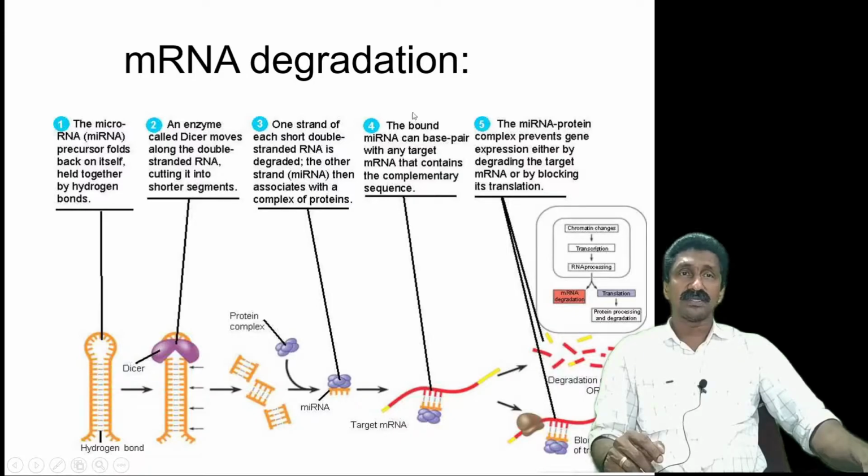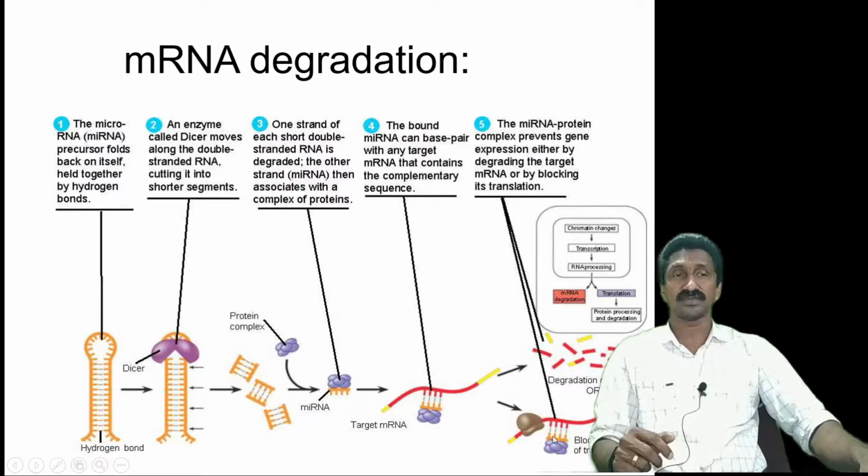And this complex can base pair with any target mRNA that contains a complementary sequence. The miRNA-protein complex prevents gene expression either by degrading the target mRNA or blocking its translation. So there are two possibilities: either it degrades the target mRNA, or it blocks translation by the ribosomes. So it can block translation or degrade the target mRNA using miRNA interference.